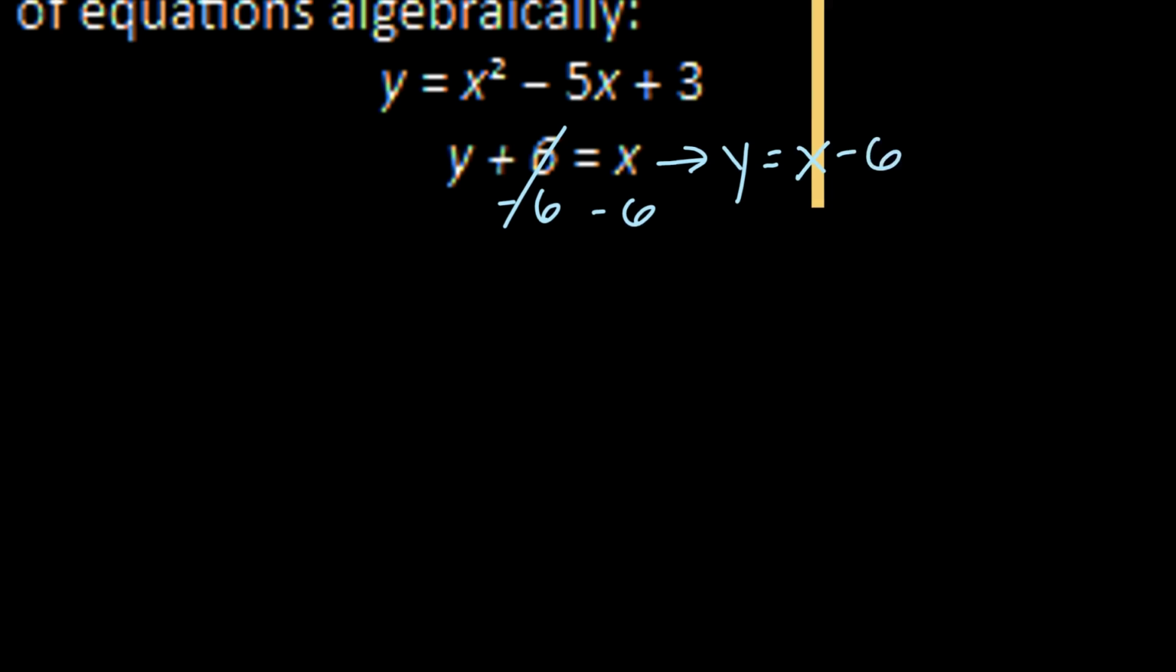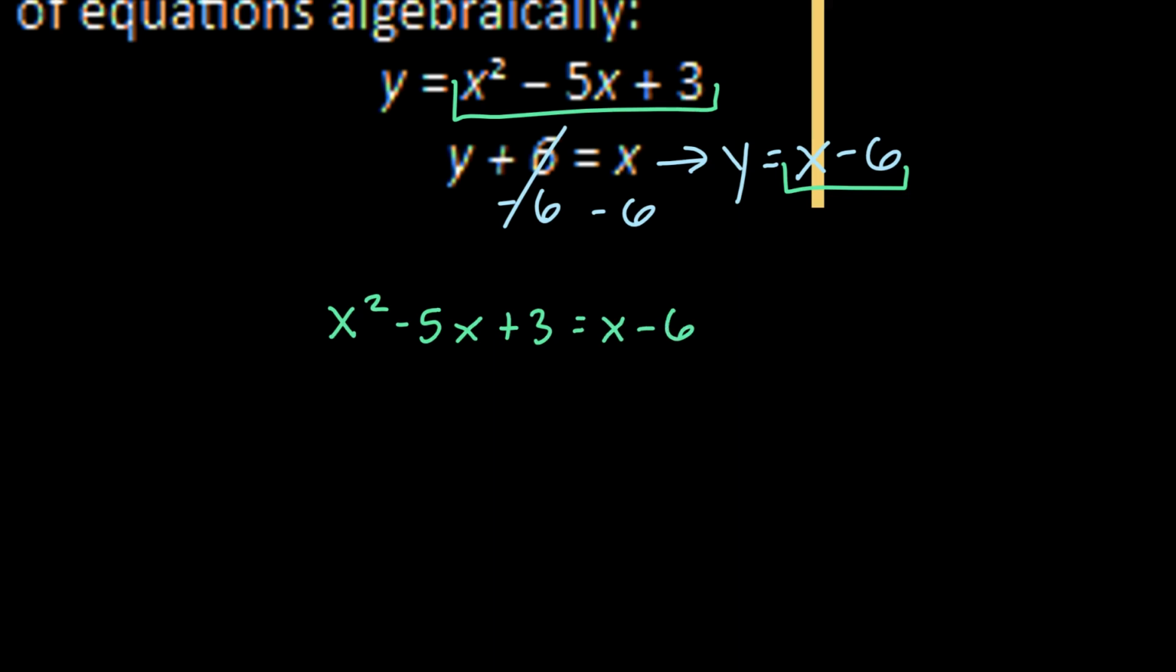Now what do I do? What's my second step? Put them together. You set what y is equal to each other. So it's x squared minus 5x plus 3 is equal to x minus 6.